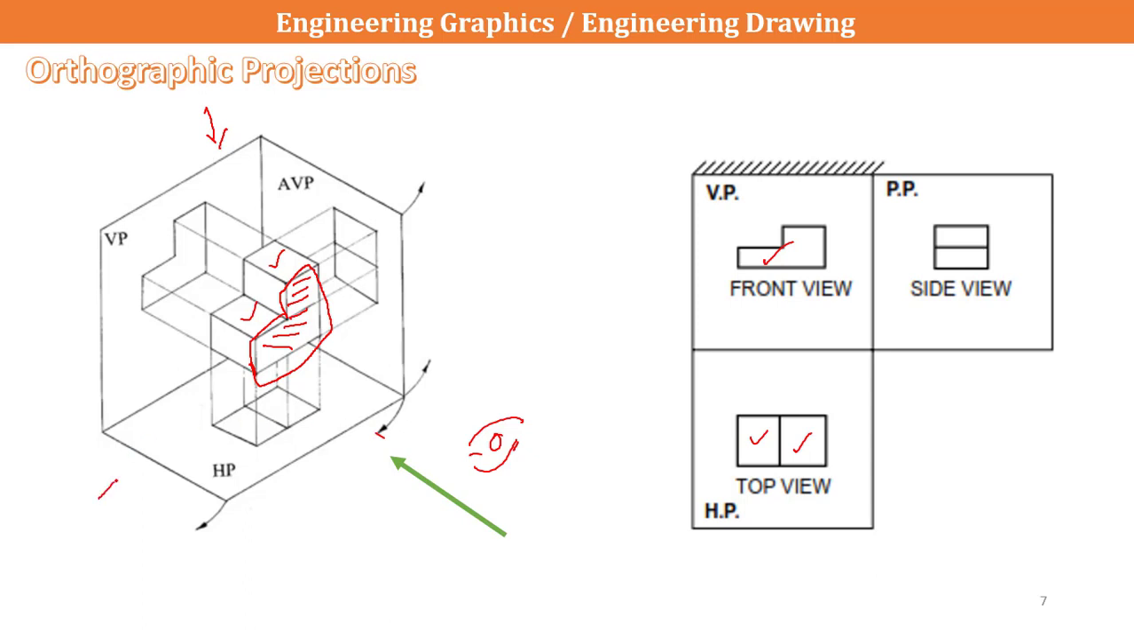Next, if a person is seeing from this side, from the left side, the projection will fall on the right side. If he is seeing from the right side, the projection will fall on the left side. So for now we will term it a side view. Here we can see this face as well as this face. So that's why it has been represented as a side view in this way. Okay.